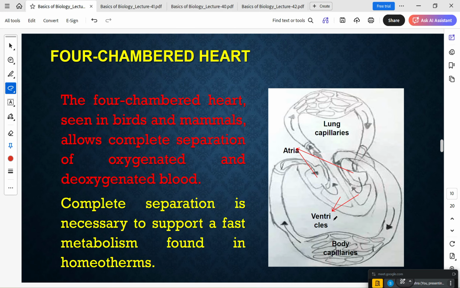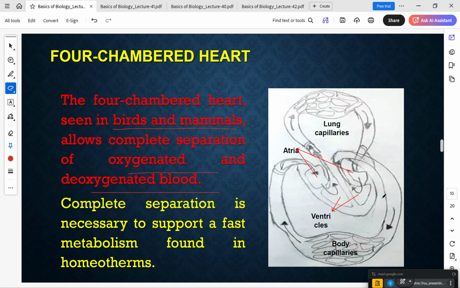The complete four-chambered heart is seen in birds and mammals. There is a complete separation between oxygenated and deoxygenated blood. This is essential for temperature regulation especially, and for a fast metabolism. So this is found mostly in homeotherms, or animals wherein they can control their temperature. The internal temperature of the body is not dependent on the external temperature of the environment.